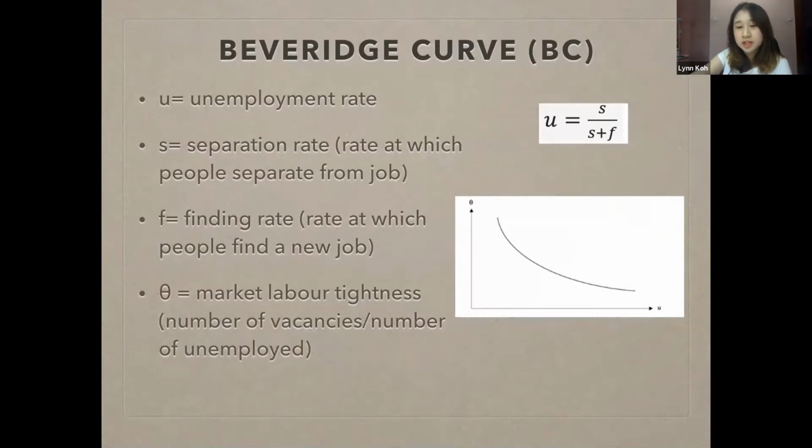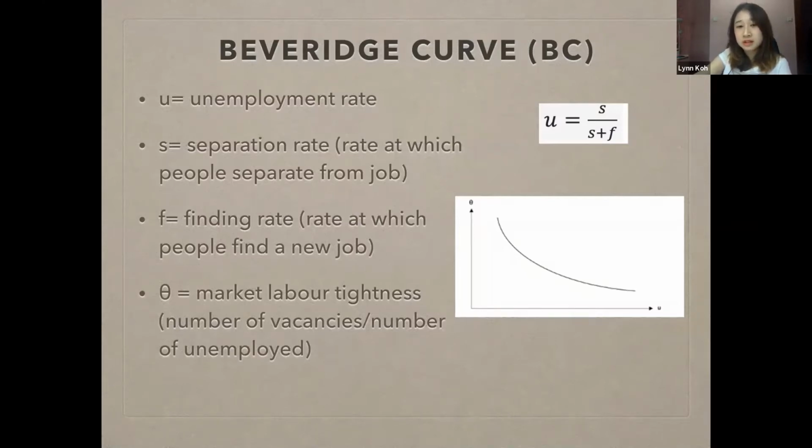So the Beveridge curve gives the combinations of vacancy rates and unemployment rates such that the unemployment rate is constant over time. So basically, if the curve shifts to the right, it will indicate an increase in unemployment rate given the same market labor tightness. And market labor tightness describes the balance between demand and supply for labor.